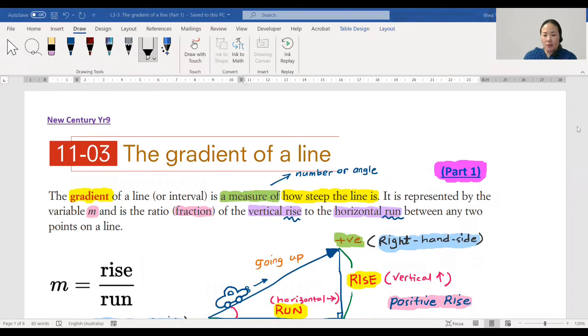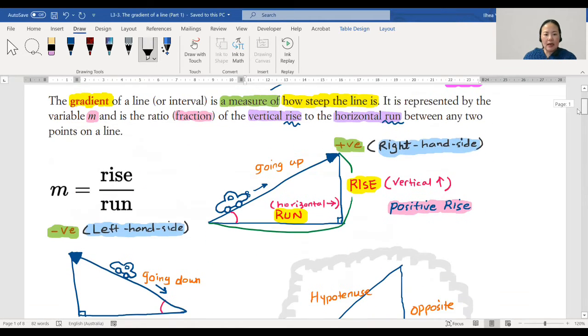It is represented by the variable m, little m, and is the ratio, or fraction, of the vertical rise to the horizontal run between any 2 points on a line. That's the definition of gradient. Remember, we had a capital M for midpoint, but gradient is a little m, so don't get confused about those two symbols. Let's have a look at gradient.